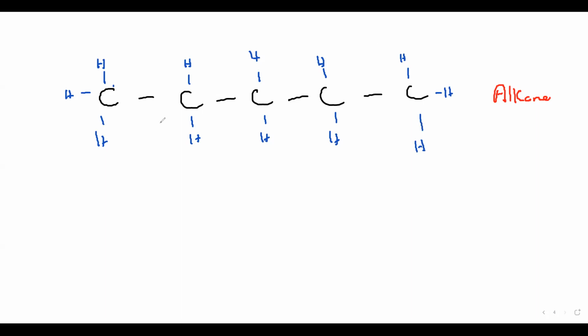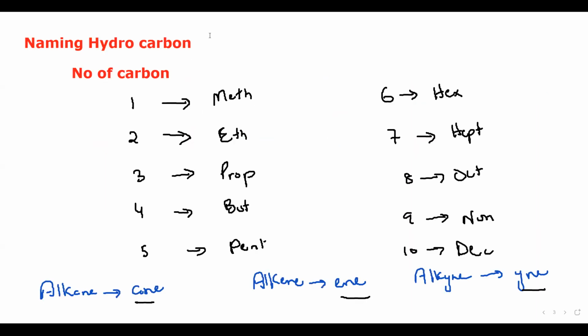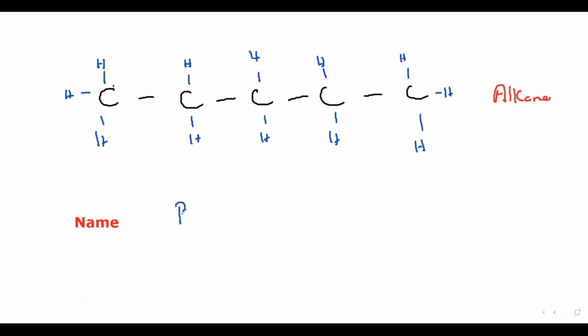Now how to name? For naming, we have to recall that table. If there are 5 carbon atoms, as you can see, there are 5. For 5, what is the prefix we use? Prefix means the starting part of the name. So for 5, it means pent, P-E-N-T. We write pent. And because it is an alkane, the name should end at A-N-E. So it is pentane. Pent because of 5 carbon, and ane because they have single bond.